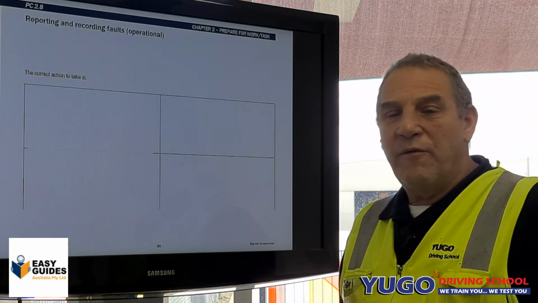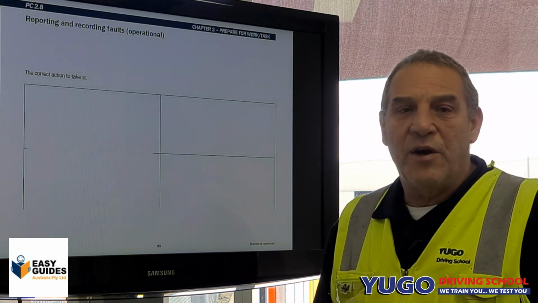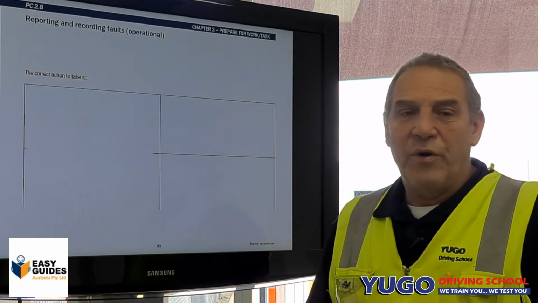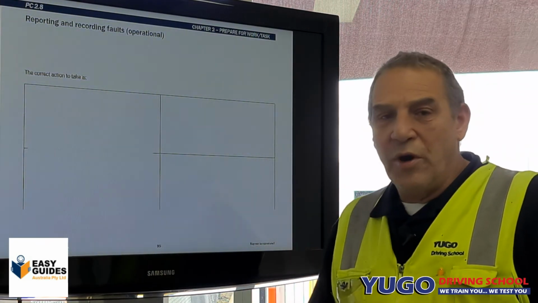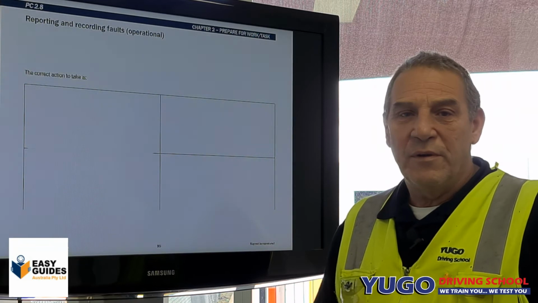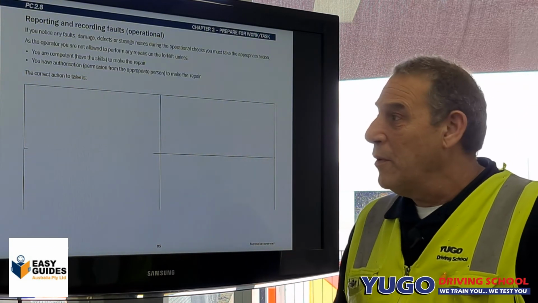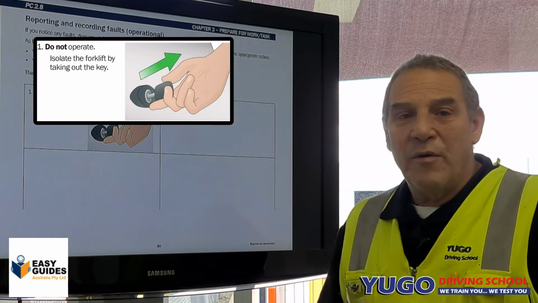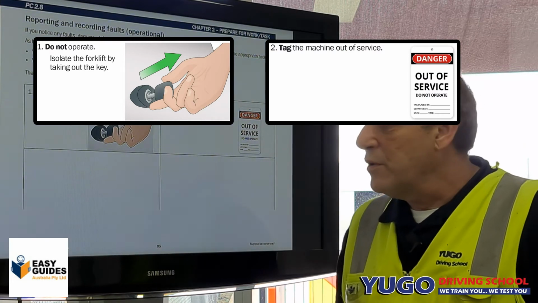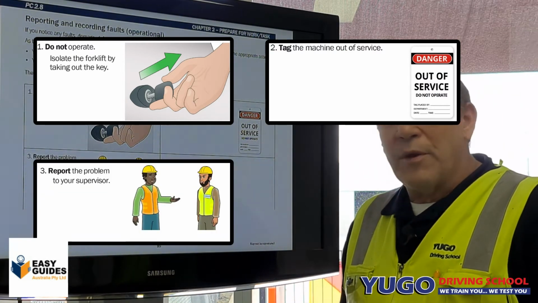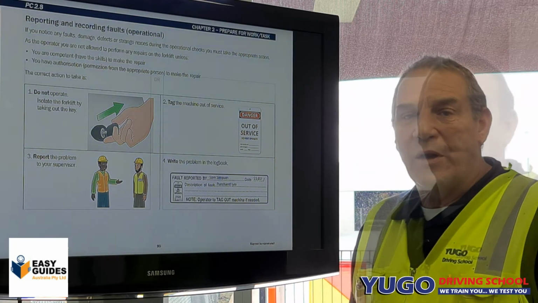Reporting faults and recording faults. As I've said several times, if you're not authorised and you do not have the knowledge, do not repair the forklift. There's only one method you can do with 4 steps. Remove the key. Tag your machine out of service. Report the problem to your supervisor. Write the problem in the log.